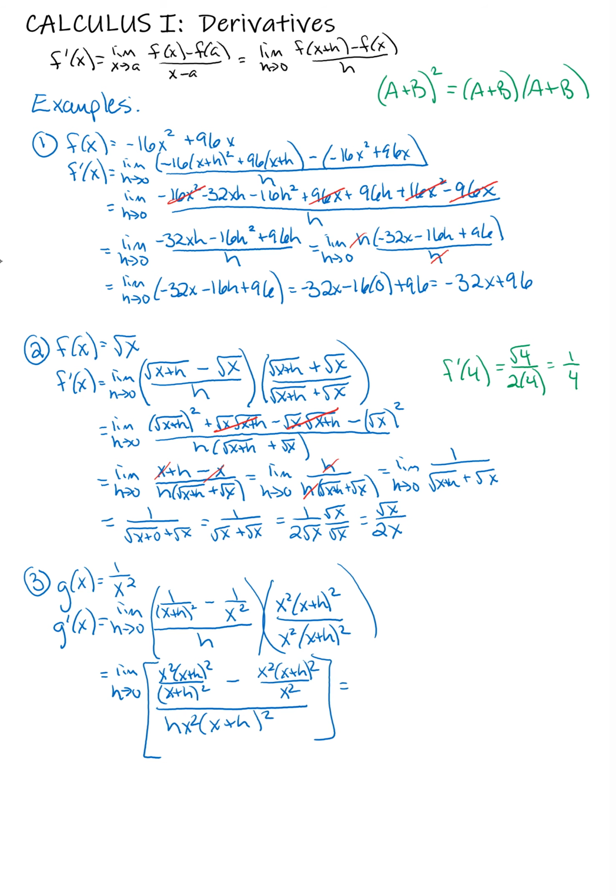So what we end up getting in the numerator, those two bits cancel, reduce, and those two bits reduce. So we have x squared minus x plus h quantity squared over h times x squared times x plus h quantity squared. All right, well, that's not too bad.